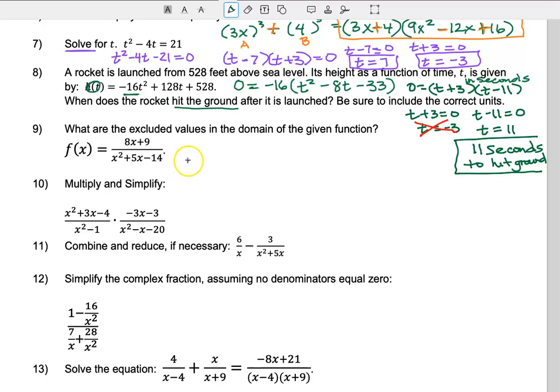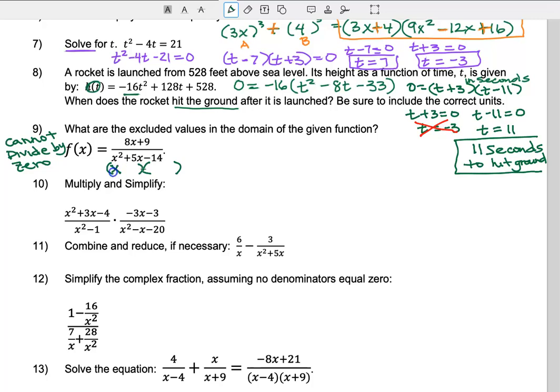Okay, so on this one, we're trying to find our excluded values. When we have a rational expression like this, there's a fraction, and we need to remember that we cannot divide by 0. So we're trying to figure out what values of x are going to make the denominator 0, because that's what it can't be. To figure that out, you've got to do factoring again, right? Factoring on almost every problem here, guys.